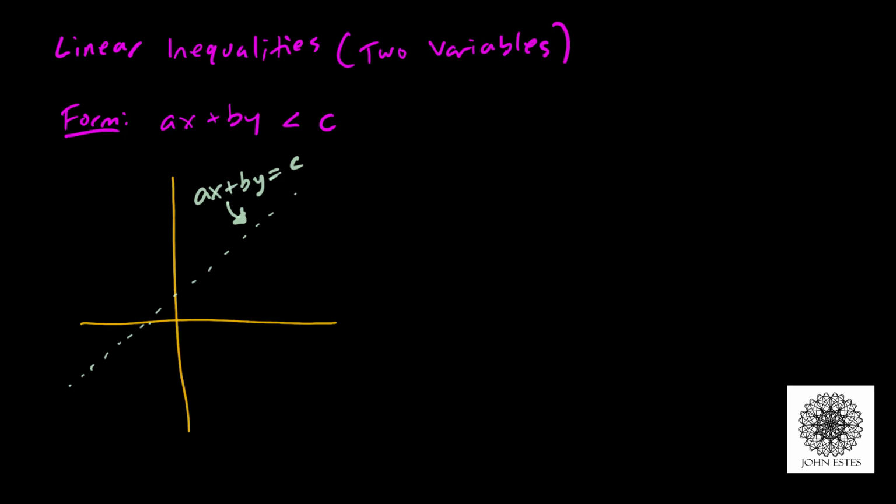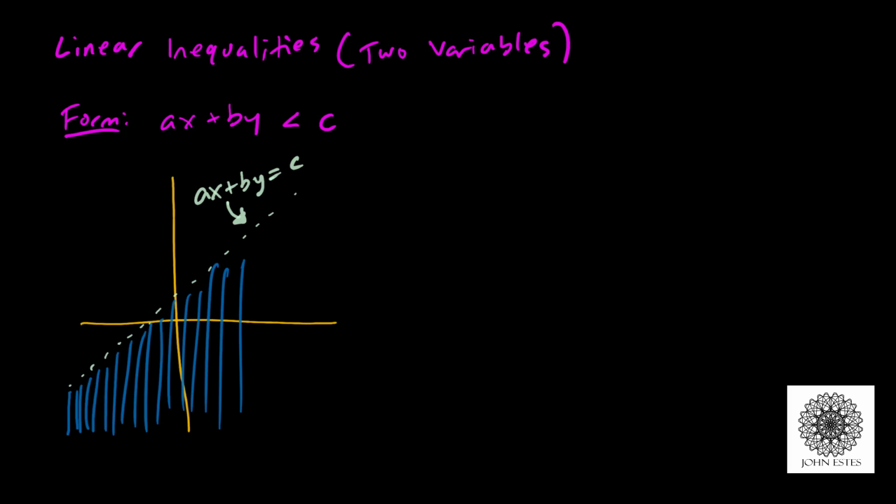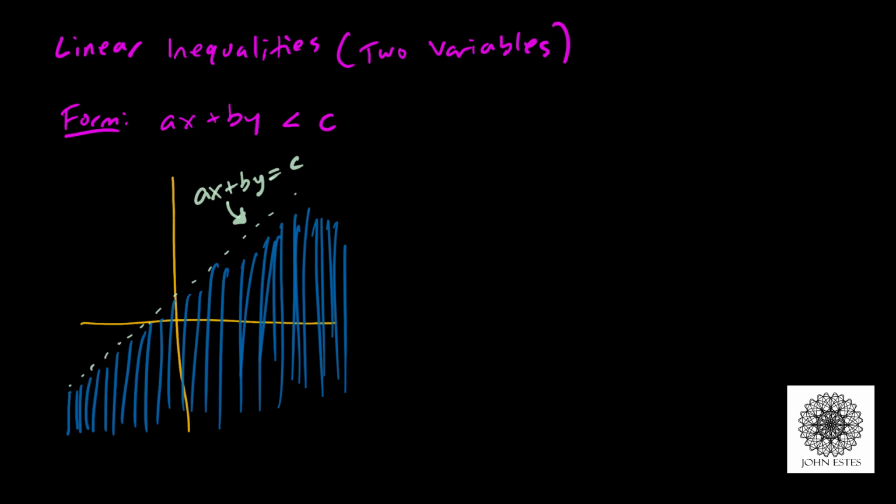Now where the inequality comes into play is if I had ax plus by equals c, then any point that's on that line is a solution to that equation. But if I want less than c, then I don't want the points actually on the line. What I'm looking at now are the points that when I plug them into this equation, I get something smaller than c. And so that generates a half plane, right? We cut the xy plane into two big parts. And this part that's shaded blue is the part that satisfies this inequality.